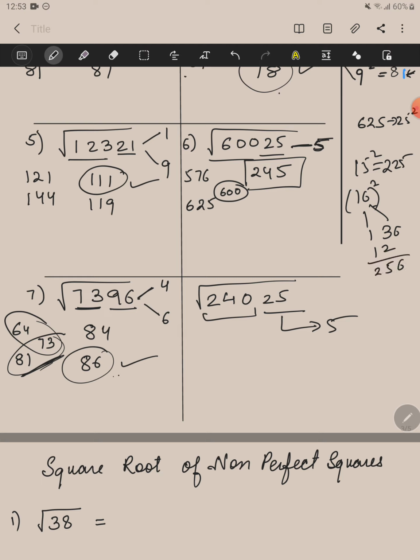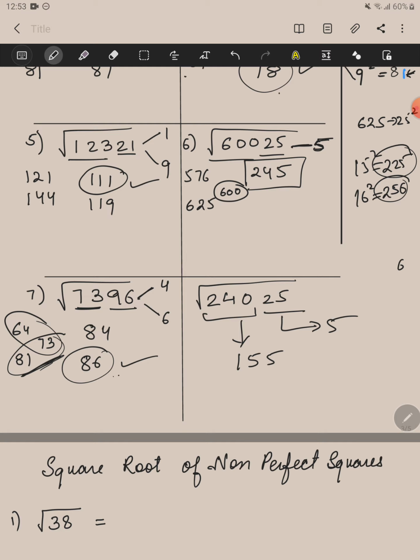So this number 240 lies somewhere here, between these two numbers, 225 and 256. And since we don't have a choice, we have only 5 as answer. We don't have to see what it is close to. So we write 155 as the answer.